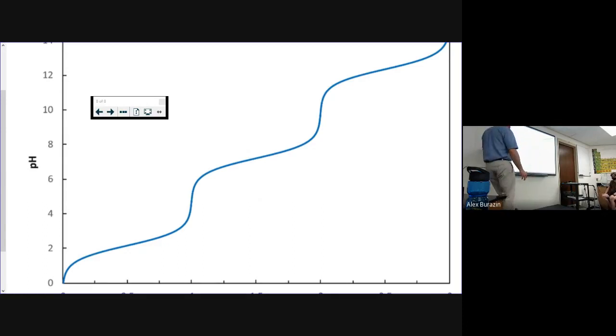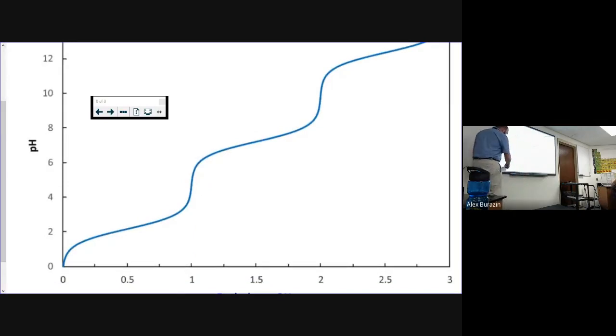Let's take a peek at this for just a second. So here's the starting spot. I haven't added any base just yet. I have nothing but pure phosphoric acid. The formula for that is H3PO4. I'm going to start neutralizing it. I'm going to start adding some base. And I'm going to add base and add base and add base. And then I hit this spot. You see how it goes really vertical right there? This is what we call the first equivalence point, EQ number 1.